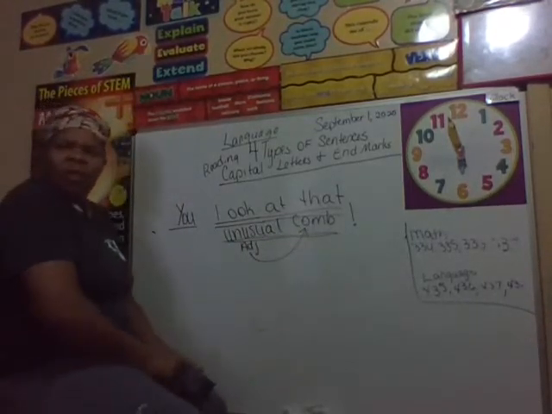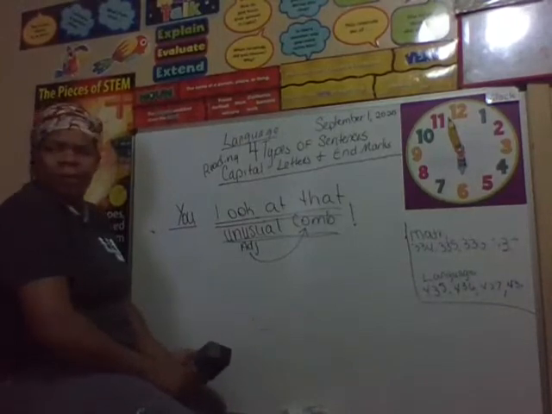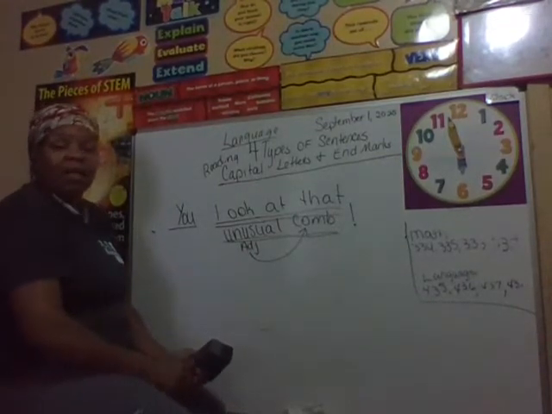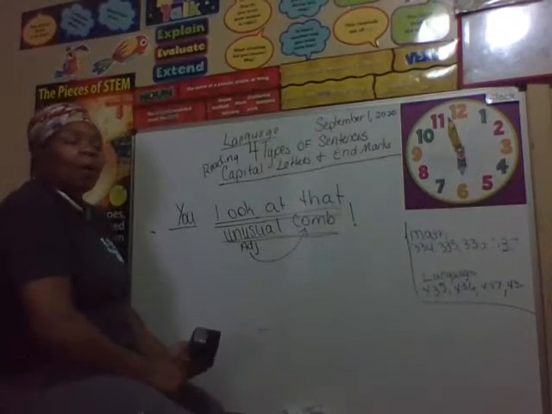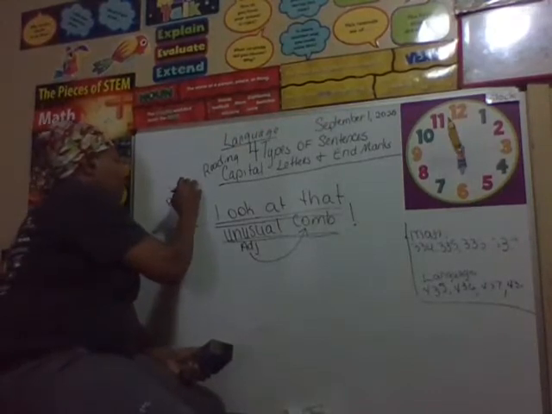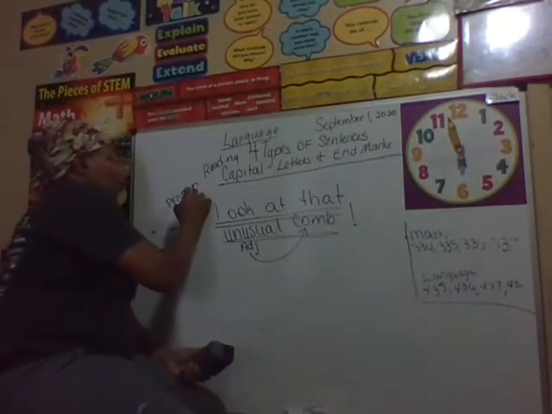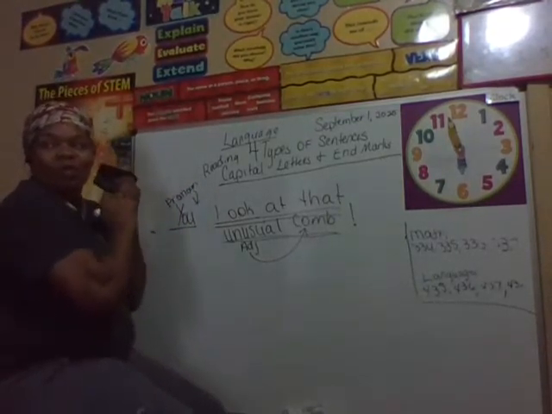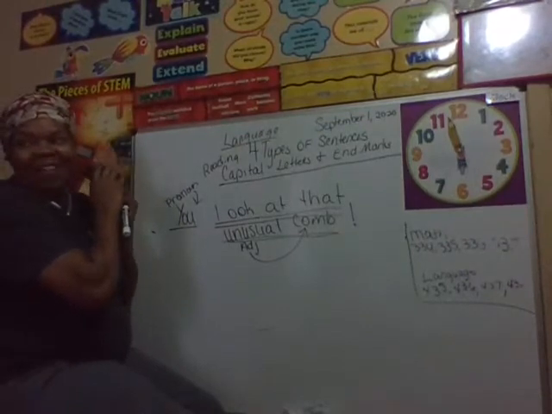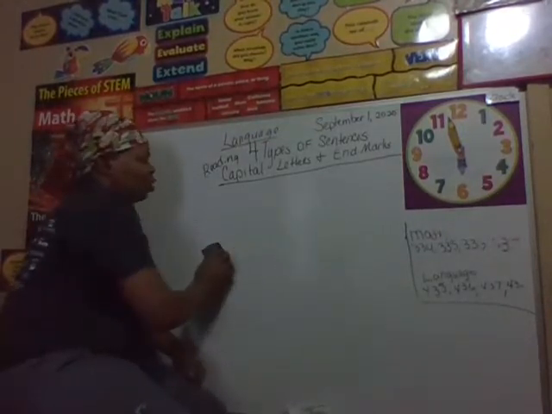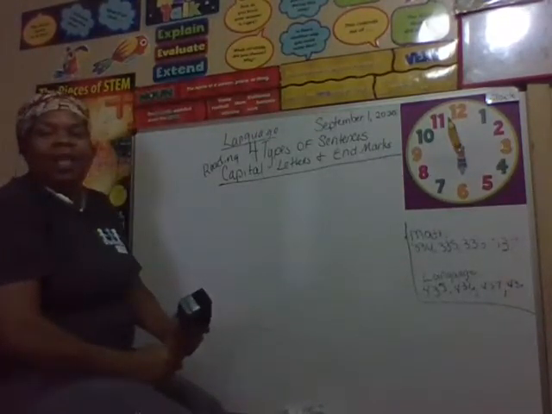Now, what is you? What part of speech is you? You is you. It's a person. But it's a person, but you take the place of someone, so it is a pronoun. You is a pronoun. Very good. All right, let's go. Next one.